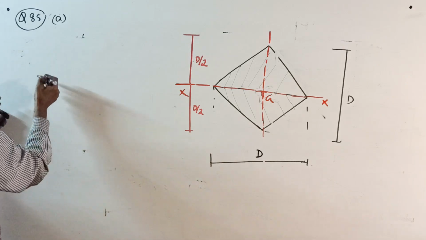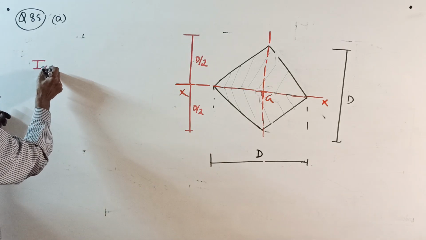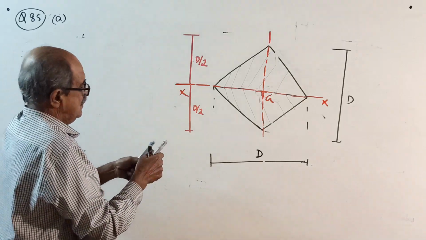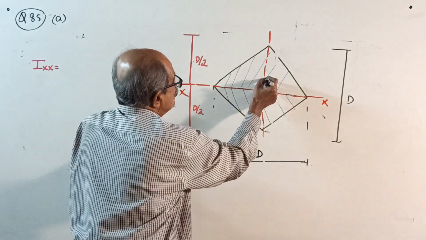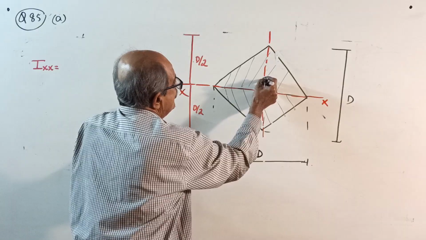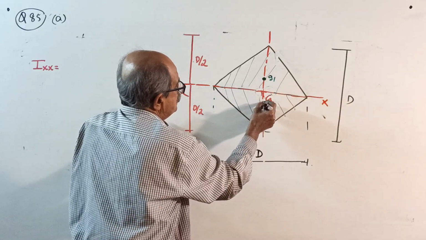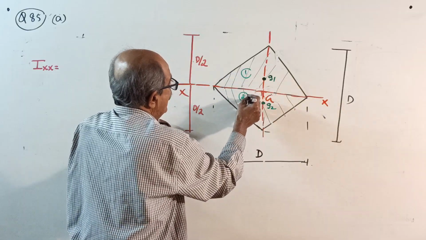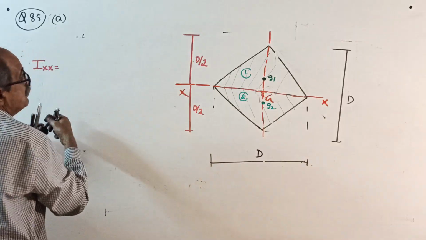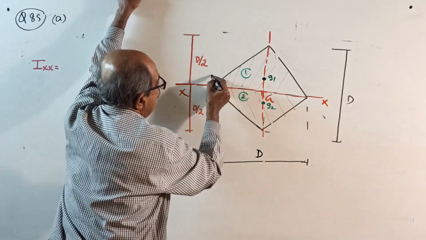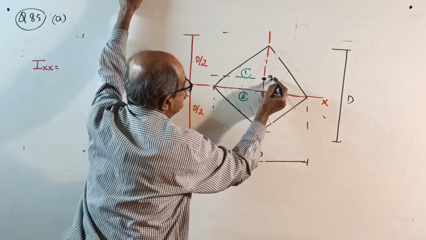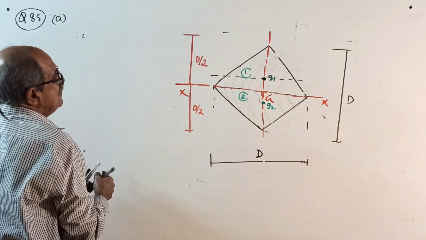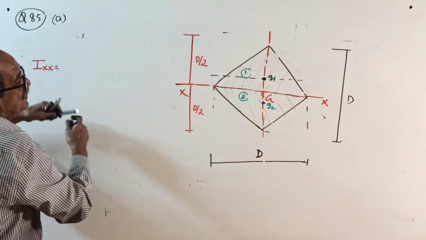I about XX. See what happens now. First mark its own centroidal axis. See here, G1 and G2. Figure number 1, figure number 2. Divide two triangles. Okay, upper side. I about XX. First, I about its own centroidal axis. See here, this axis is how much?